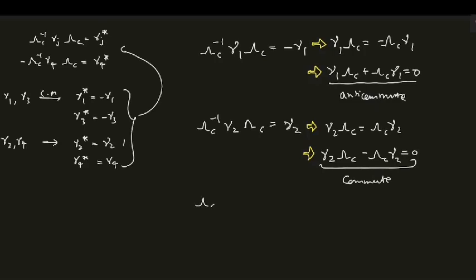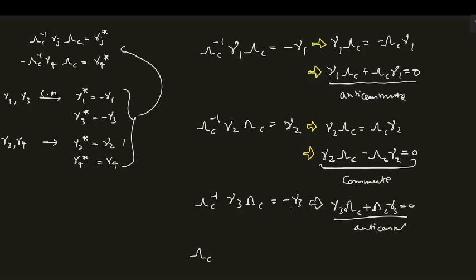Now for gamma 3 you have lambda c inverse gamma 3 lambda c will be equal to what? Minus gamma 3, as it is, see, gamma 3 star, I just replace that with minus gamma 3. So you can simply write this. Okay, first you will multiply both sides with lambda c inverse, you will have gamma 3 lambda c, here you will have lambda c gamma 3, so that will anti-commute. So you will get gamma 3 lambda c plus lambda c gamma 3, so that is anti-commute also here, anti-commute.